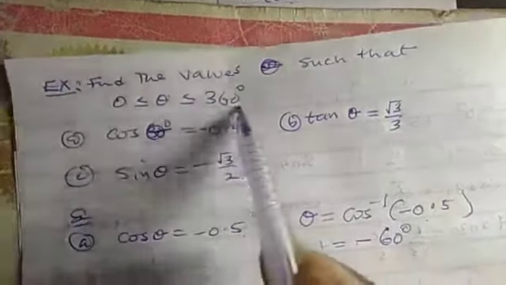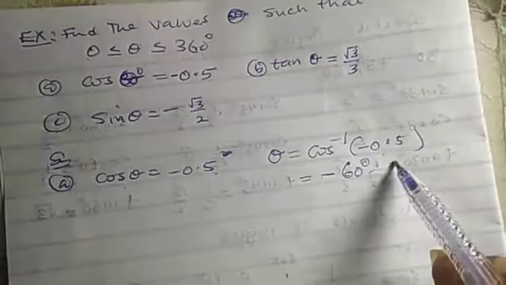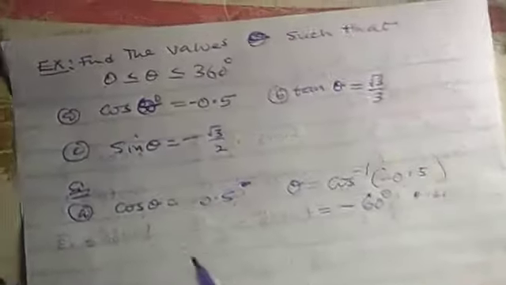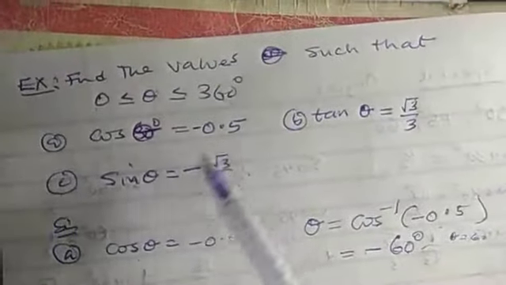But they have told us that theta is greater than 0 and theta is less than 360. So we have not gotten our answer yet. We need to know what our answer is. In that case, let me keep my theta here. I will neglect the negative and keep 60. Now, I will come to the inverse quadrant.